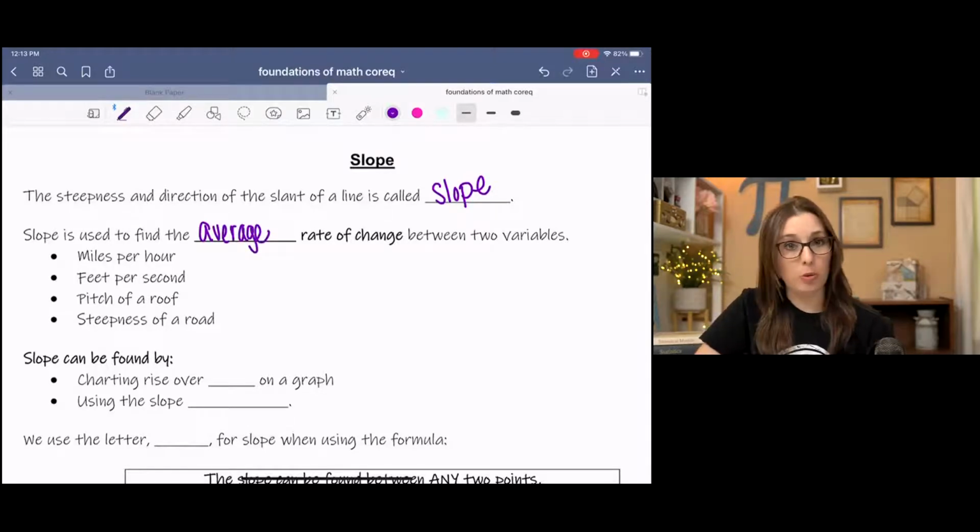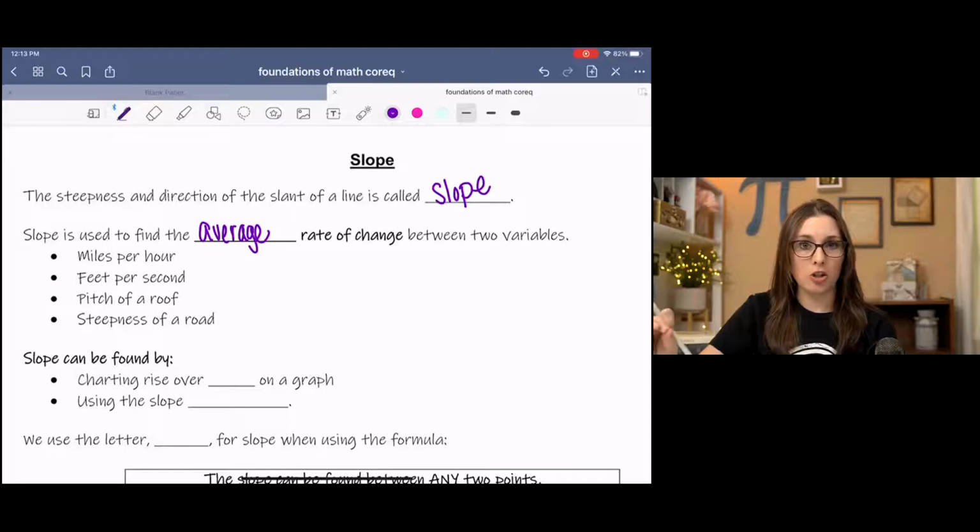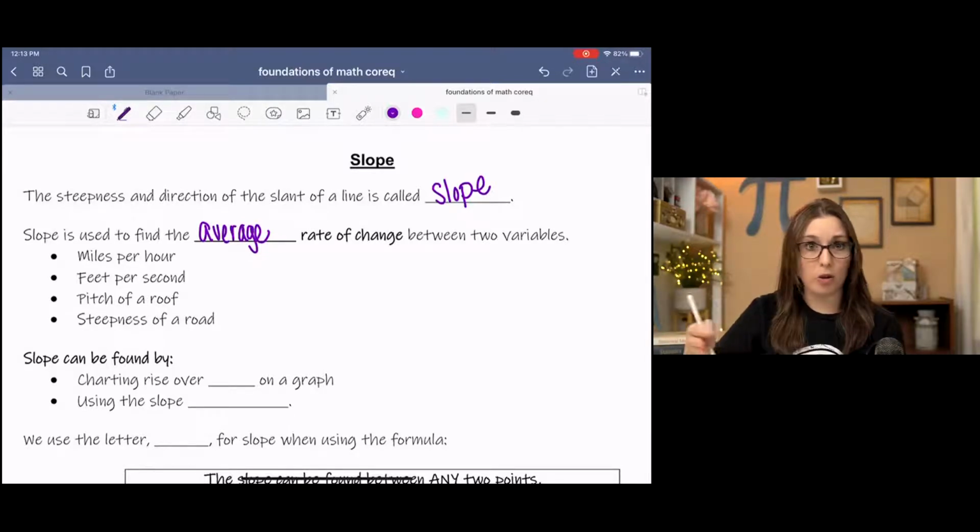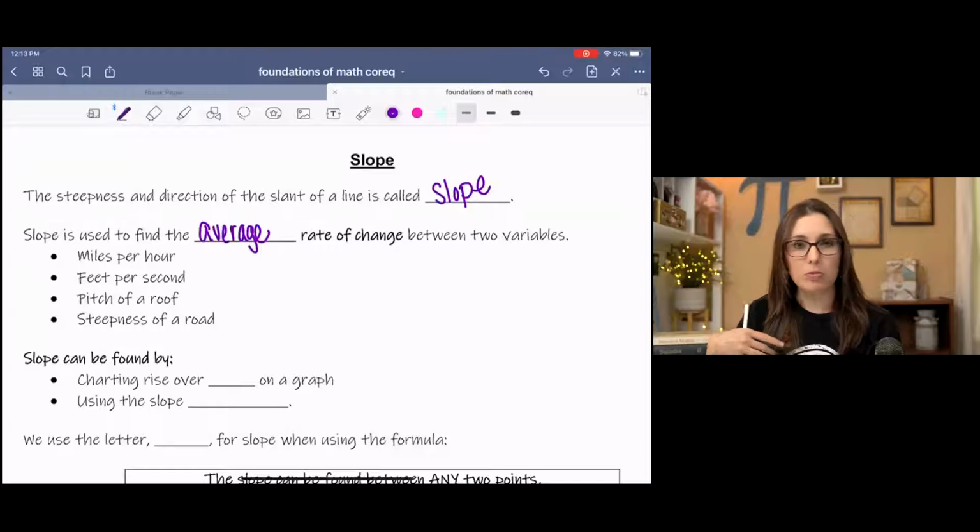between two variables. For example, miles per hour, feet per second, the pitch of a roof, steepness of a road, anything that's going to be linear in nature, and you're trying to find how much it's changing over a certain amount of units, time, or distance, whatever, is slope.